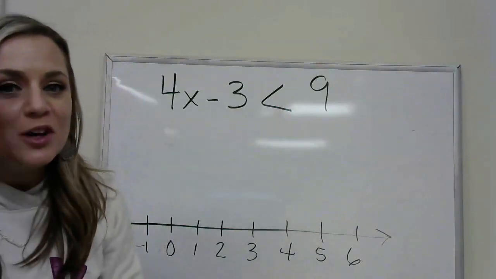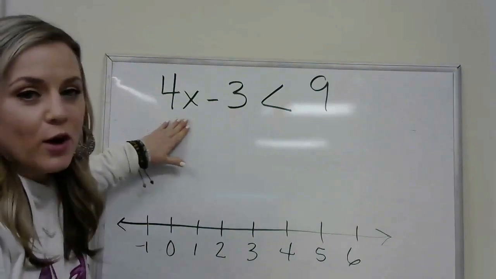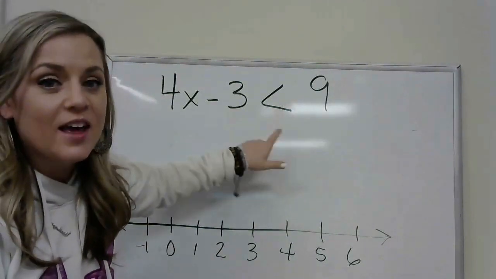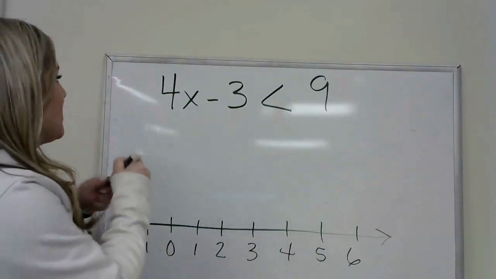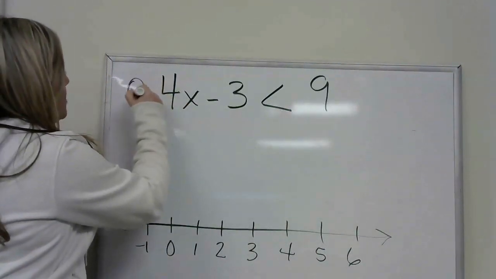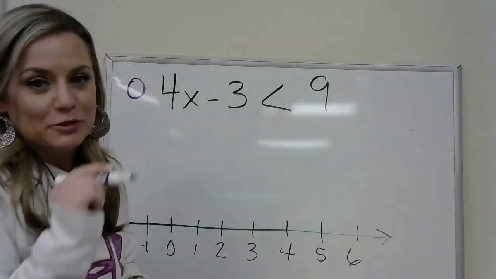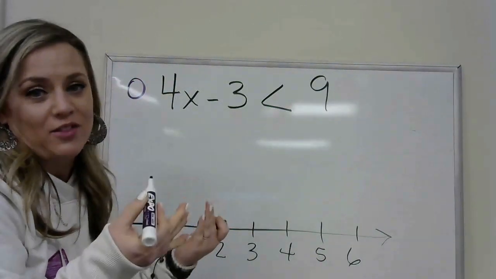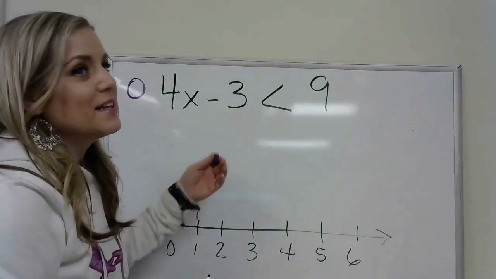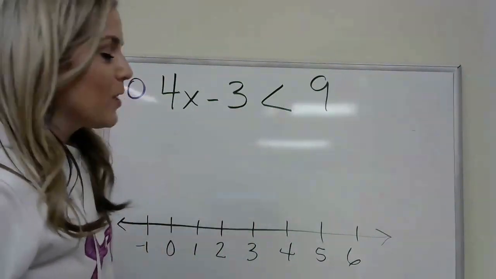All right, guys, so here is our inequality: 4x minus 3 is less than 9. We don't have a line under this, so we know that our circle is going to be an open circle. It's not going to be colored in. It's only colored in if we have the equal sign underneath it, or half of the equal sign, if it was less than or equal to, okay?